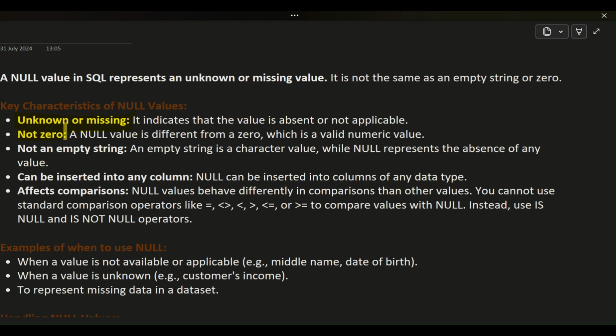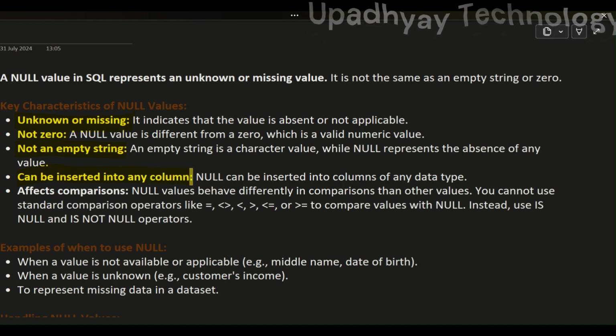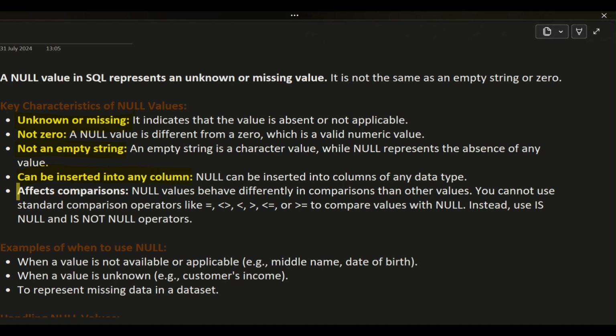And not zero. A null value is different from a zero, which is a valid numeric value. And not an empty string. An empty string is a character value, while null represents the absence of any value. Can be inserted into any column. Null can be inserted into columns of any data type.